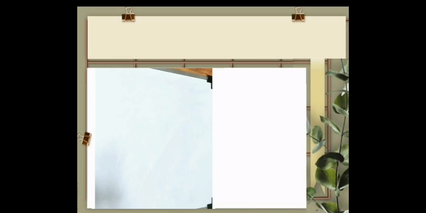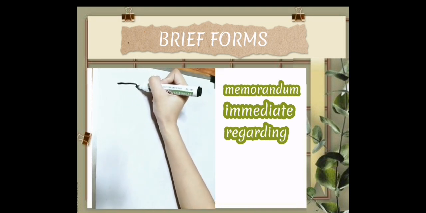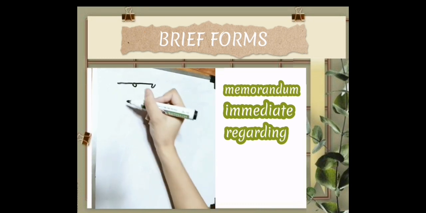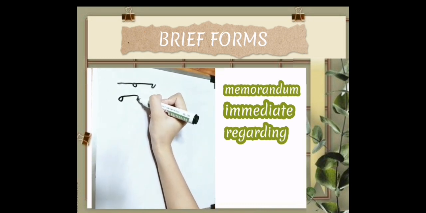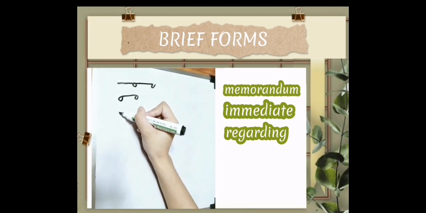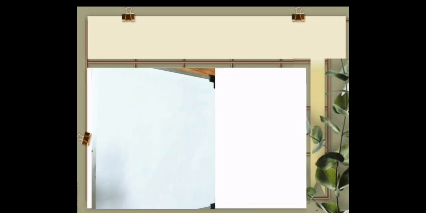We also have here 3 brief forms. A brief form is a shortened word or special abbreviation. First, we have here memorandum. Next is immediate. And lastly, regarding. The writing of two or more brief forms together is what we call the brief form phrases.